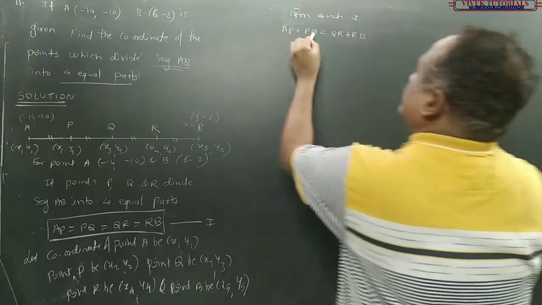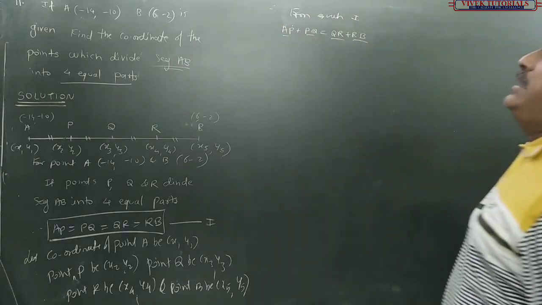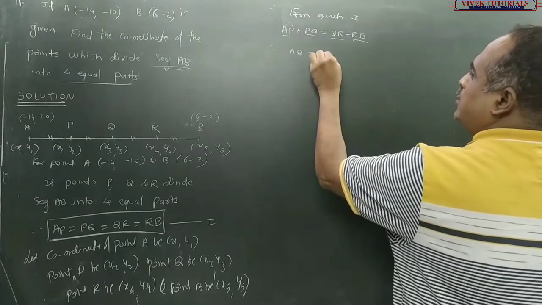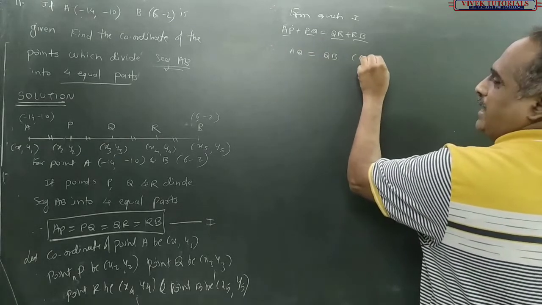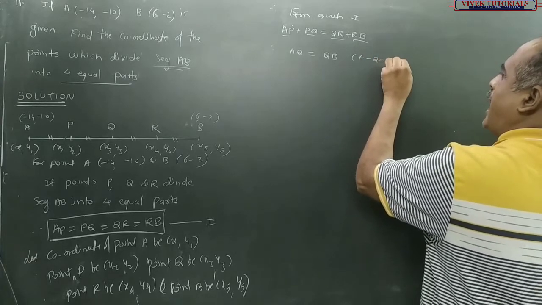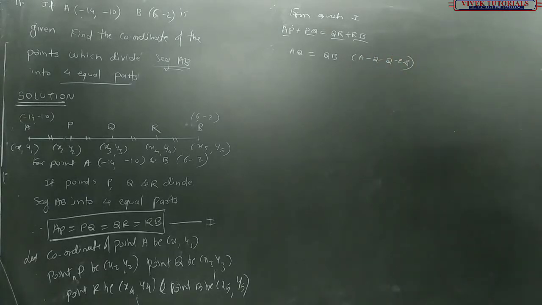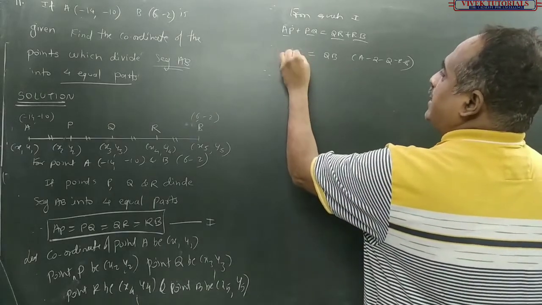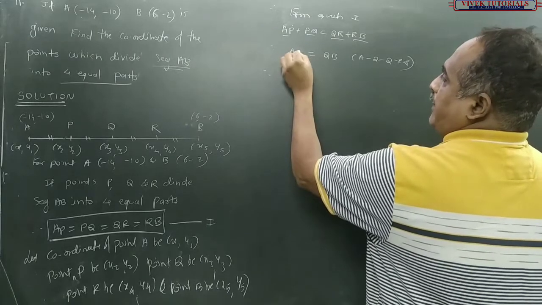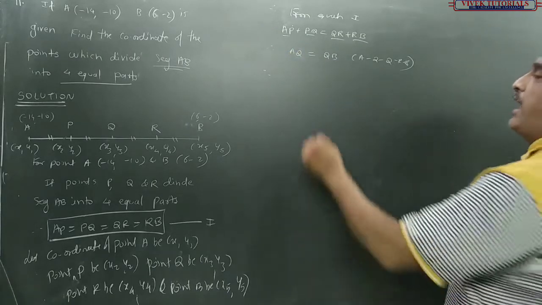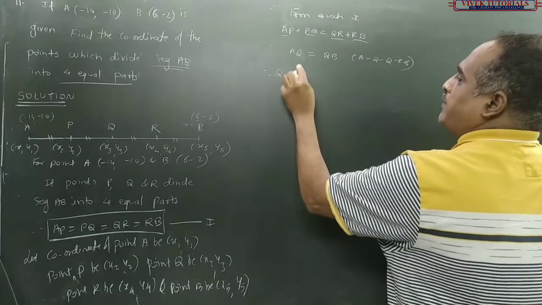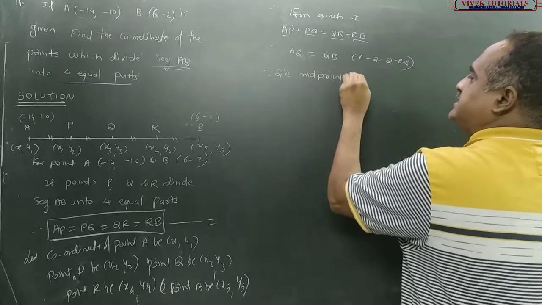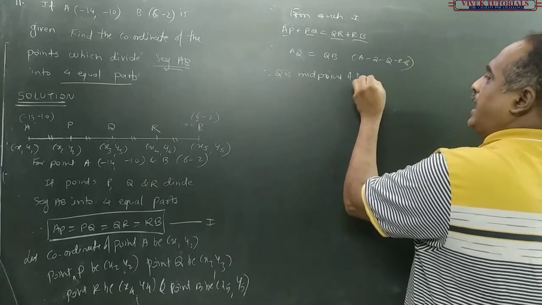As much as AP is, that much is PQ, that much is QR, that much is RB. So what I can write is, therefore AQ is equal to QB. A, P, Q, R and B are points on the segment. So ultimately, AQ is equal to QB. Therefore, I can write Q is the midpoint of segment AB.